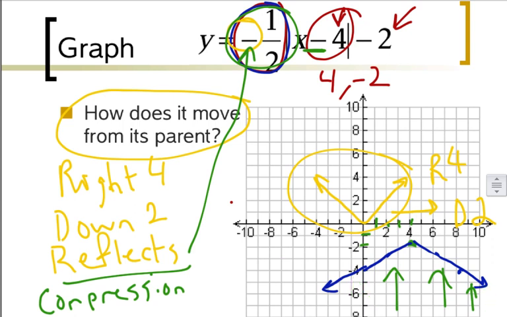Now if you just happen to see one that was taller, like for example if my graph had actually gone more like this, we would call this graph a stretch. Okay? Because it got stretched, it's taller than the original standard graph. Again, this is my standard V. If it's taller than this, you call it a stretch. If it's wider, you call it a compression. So compression is wider. Okay?